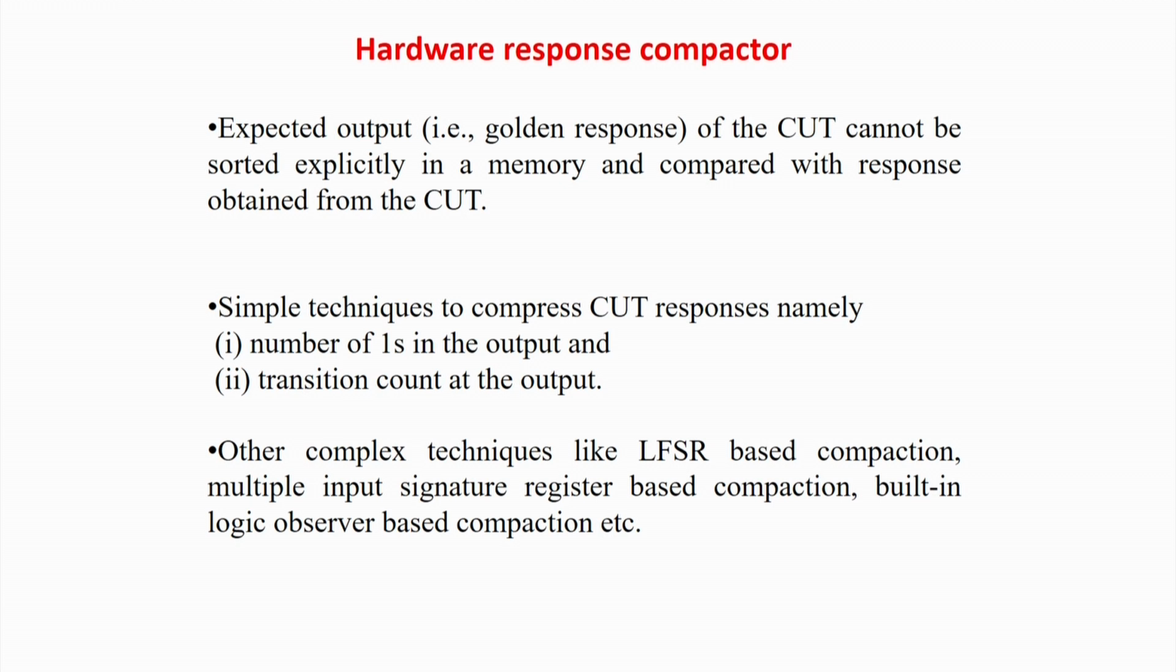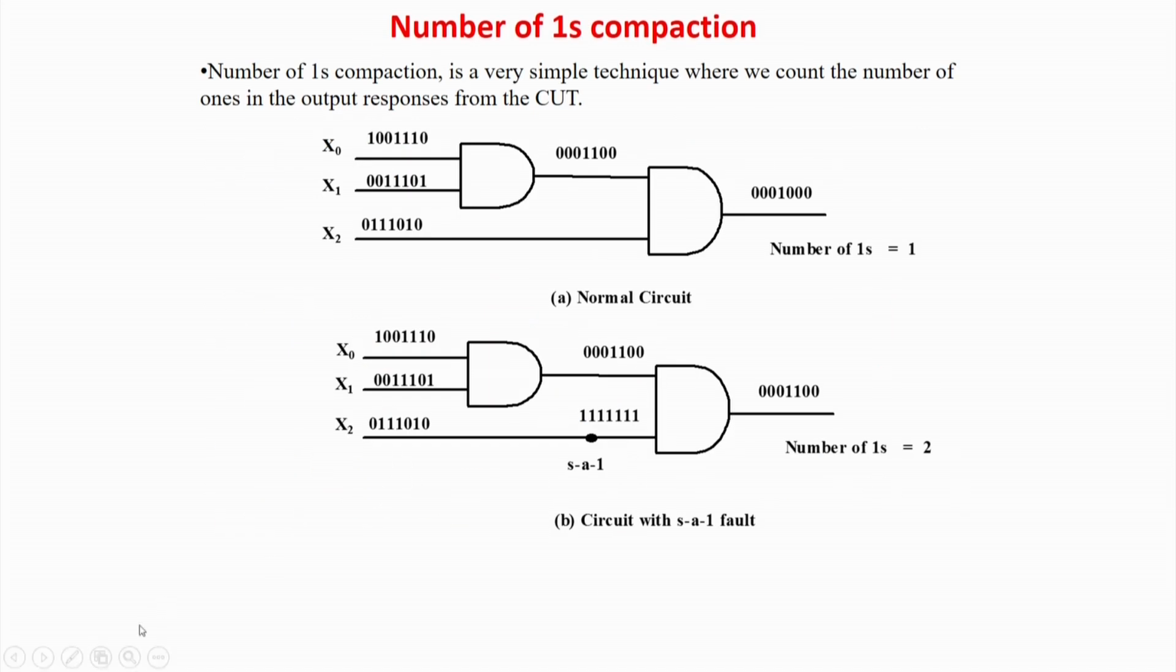I am taking two of the most important ones. One is counting the number of ones and the other is counting the transitions, how many changes there are. There are several other techniques like LFSR, signature registers, etc. for this compaction, but in this course I will be taking the simplest ones. So it is a very simple example.